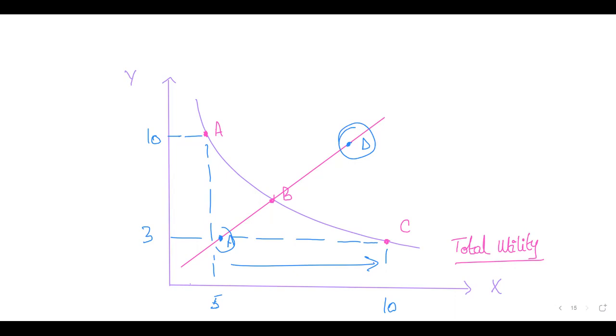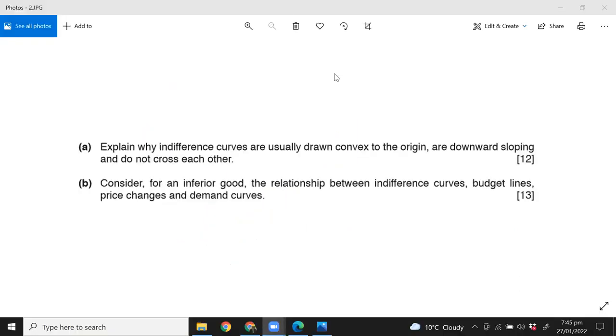Then secondly, the question said, why don't they cross each other? So, in fact, let's stop over here. My writing tab is also not working properly, so we'll continue from it in the next class.